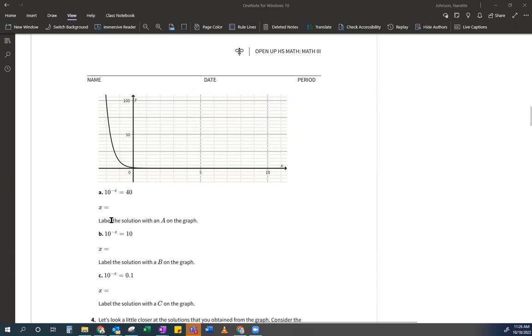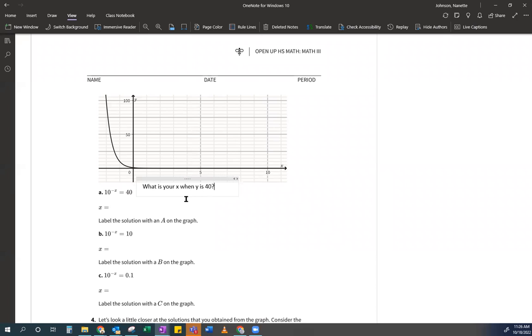Okay. So it says 10 to the negative x equals 40. What do they want me to do? 10 to the negative x equals 40. What would they like me to do here? Yeah, find out what x is. I know what my y is. Find x. So this is saying, let's see, how do I put this question? What is your x when y is 40?